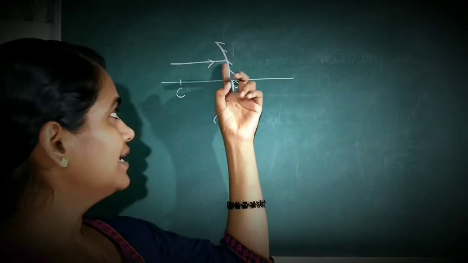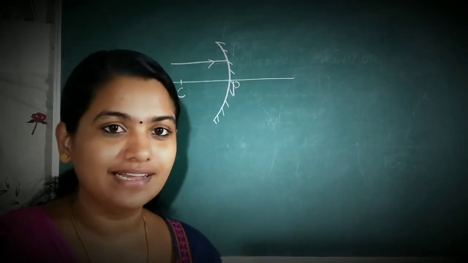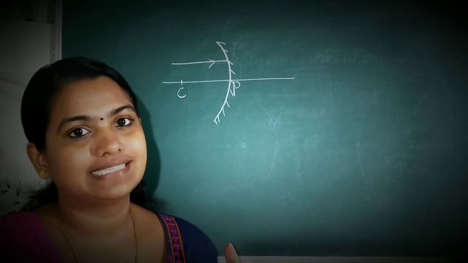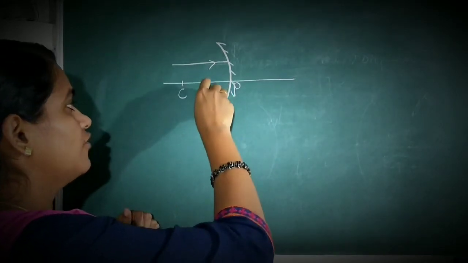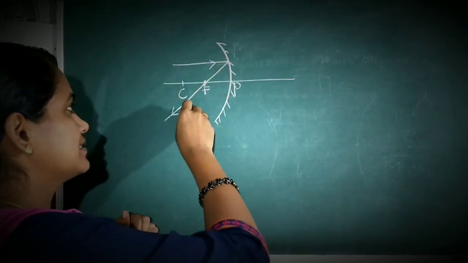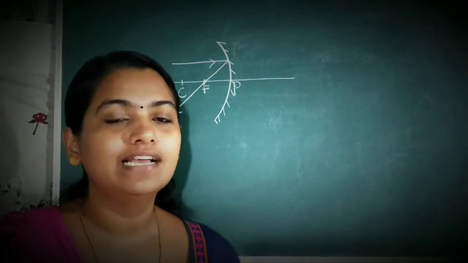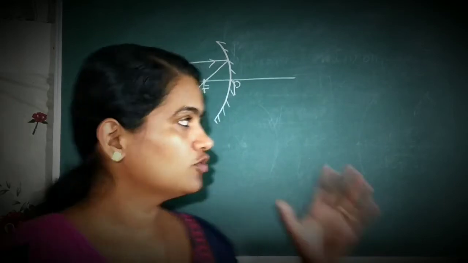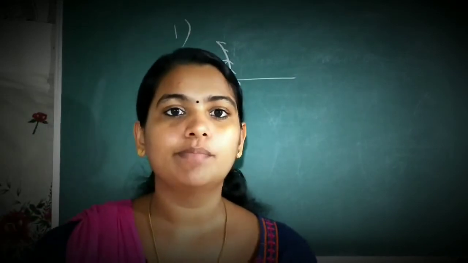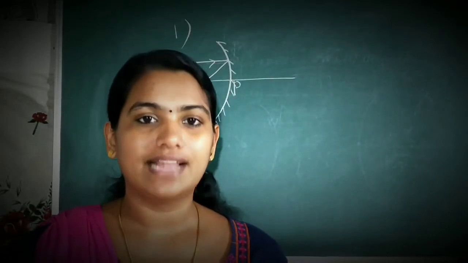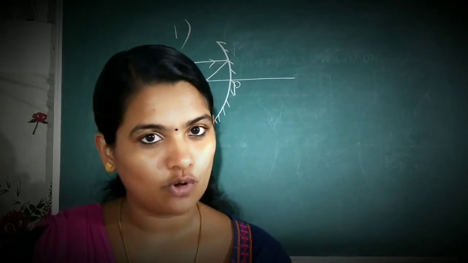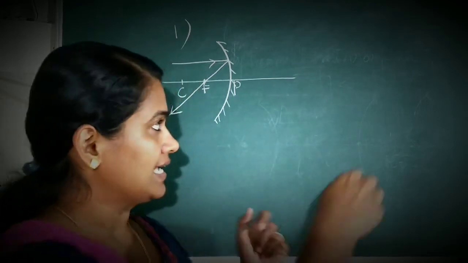Once the light ray gets incident on the mirror, it gets reflected through the focus. If this is the focus, then this light ray will be reflected like this, through the principal focus. So this is the first representation. That is, if the light ray is coming parallel to the principal axis, then the reflected ray will pass through the principal focus. Then the next case.